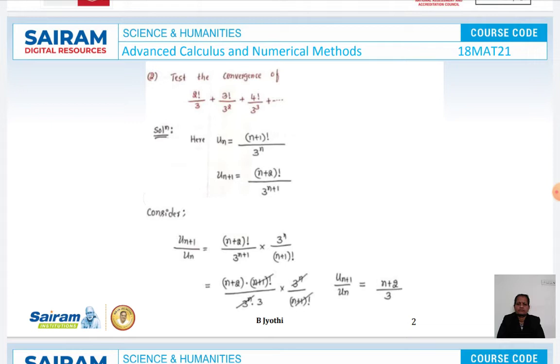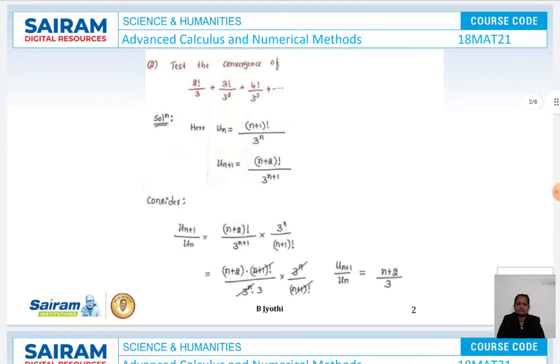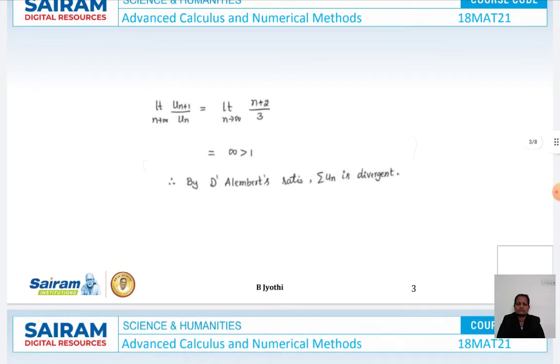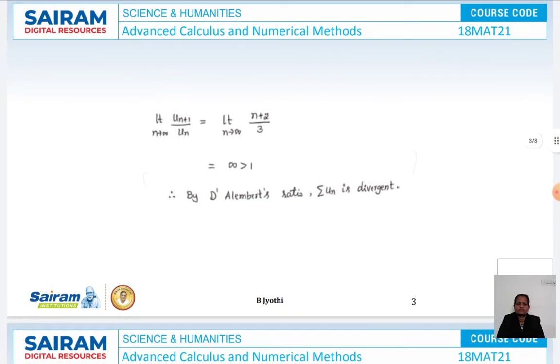Now, in order to test whether it is convergent or divergent, we need to take the limit as n tends to infinity and check for the value. Let us take the limit as n tends to infinity. Un plus 1 by un is equal to limit as n tends to infinity (n plus 2) divided by 3. When we put n equals infinity, we will get infinity, which is greater than 1. Therefore, by D'Alembert's ratio test, the series un is divergent.